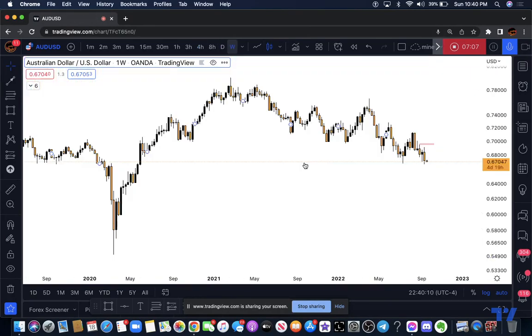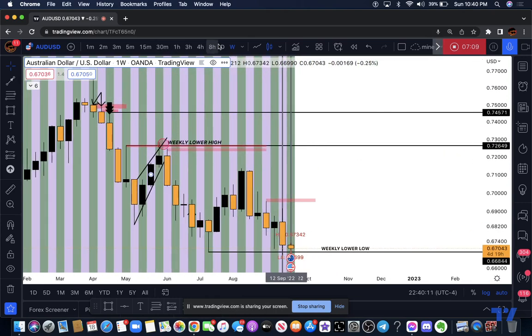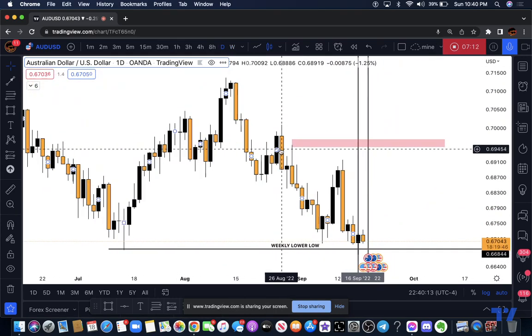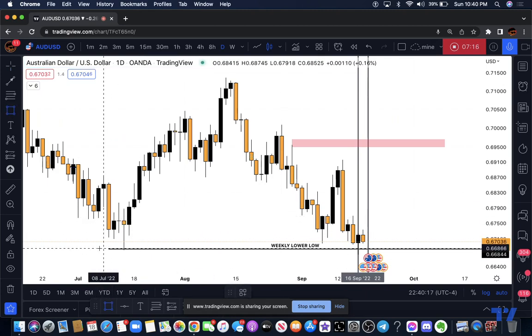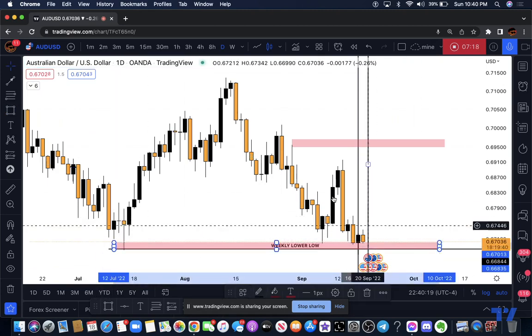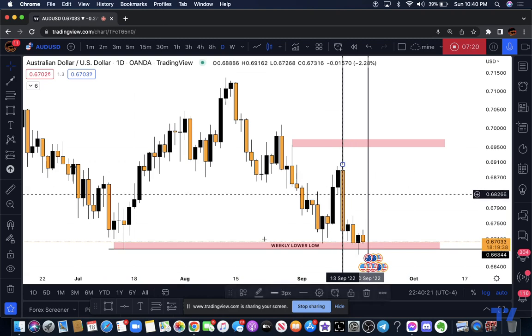Looking at it from the weekly, price is still bearish. On the daily time frame, price is obviously still bearish as well. I'm gonna go ahead and draw an H4 demand area right around here. Or did it get taken out? Oh no, it did get taken out.